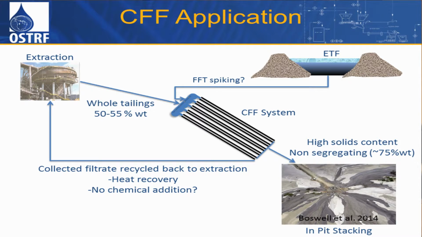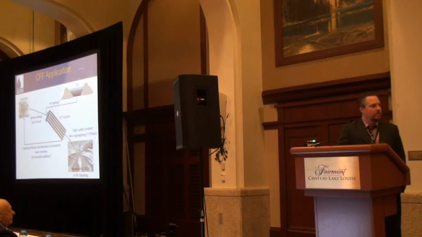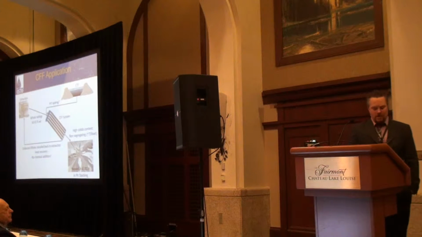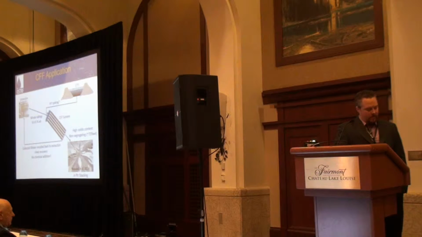And so our idea of how to apply that to a mine plan is we would take whole tailings from the extraction plant at 50-55% weight solids and pass that through the Crosswell filtration system, extract the water from the tailings, and make sure we extract sufficient water so that coming out of the end of our process, we have a non-segregating tailings deposit, so we've got to be in the 70-75% weight solids range. And we can deposit that material in pit, and if the density is high enough, we can start to stack that material. And so we're not generating any more mature fine tailings or fluid fine tailings.